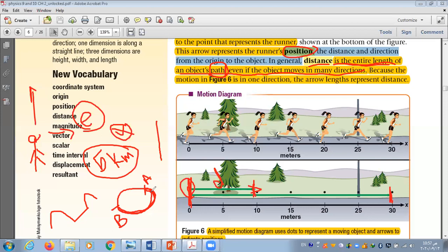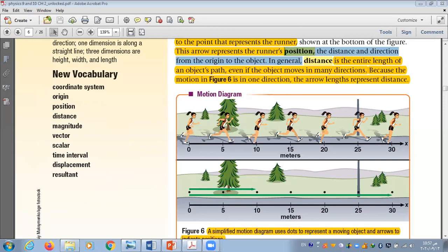Hope this is clear. And the position is the distance with the direction. For example, 4 meters to the right, or 5 meters to the left, front, or north or south. Excellent. So I hope these points are all clear.